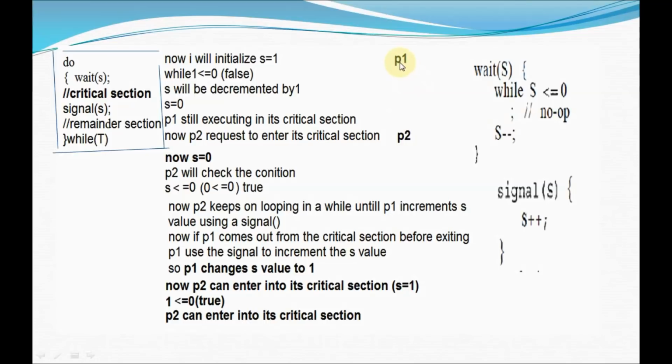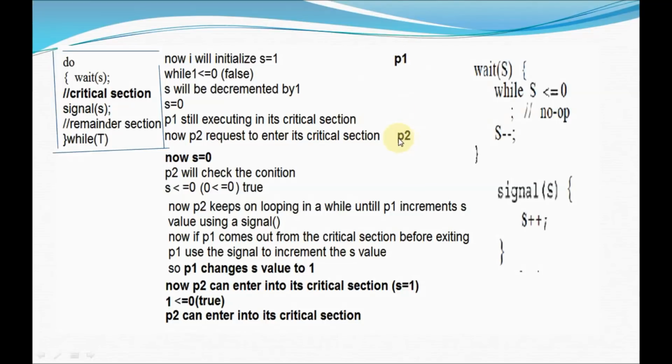P1 is giving the chance to P2 also, right? Yes. After P2 completes the execution, if P1 wants, it can enter into its critical section again. P1 can give the chance to P2 in the second iteration also. You can see here, P1 is getting the opportunity, P2 is also getting the opportunity. Only one process is not holding all the time.